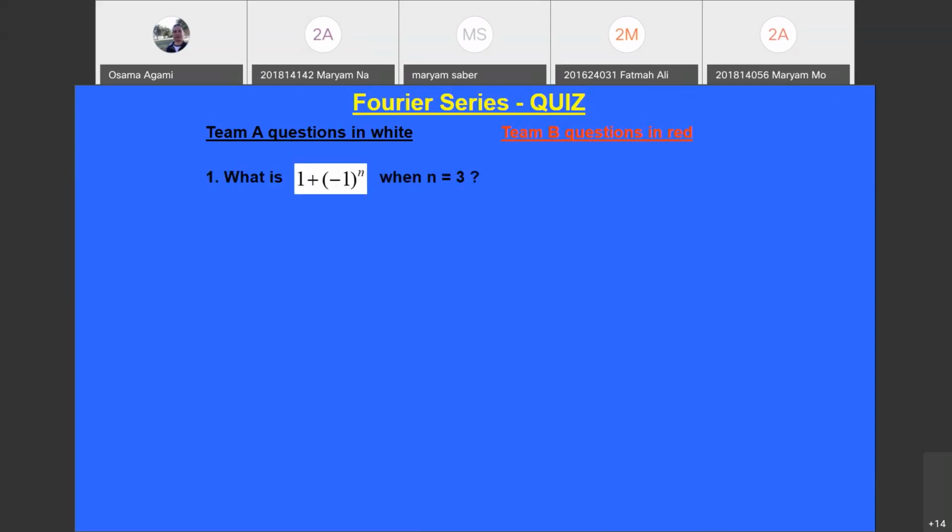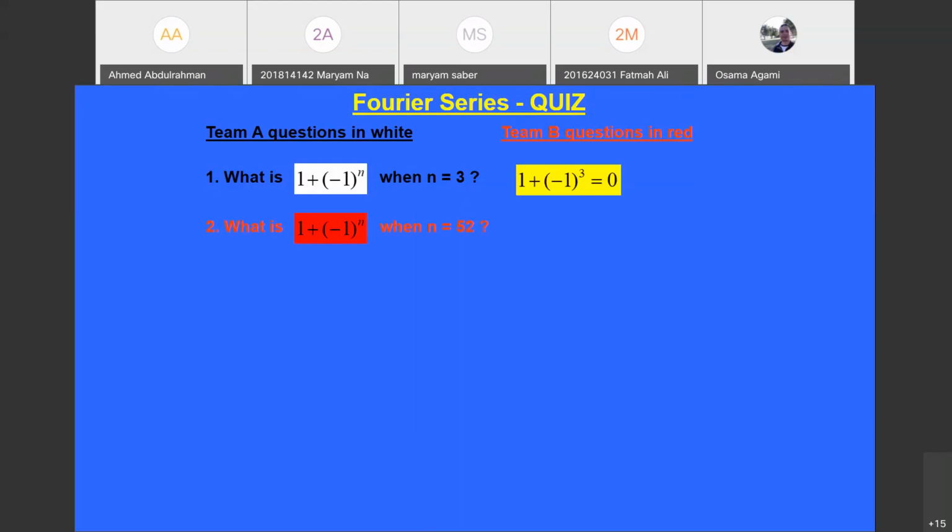What is this value: 1 plus minus 1 to the power n when n equals 3? 0. Why is it 0? Because n is odd, so the minus 1 is still minus 1, and you add to it plus 1, so you have 0. 1 minus 1 is 0. Yes, 1 minus 1. Okay. Let's go for the other team.